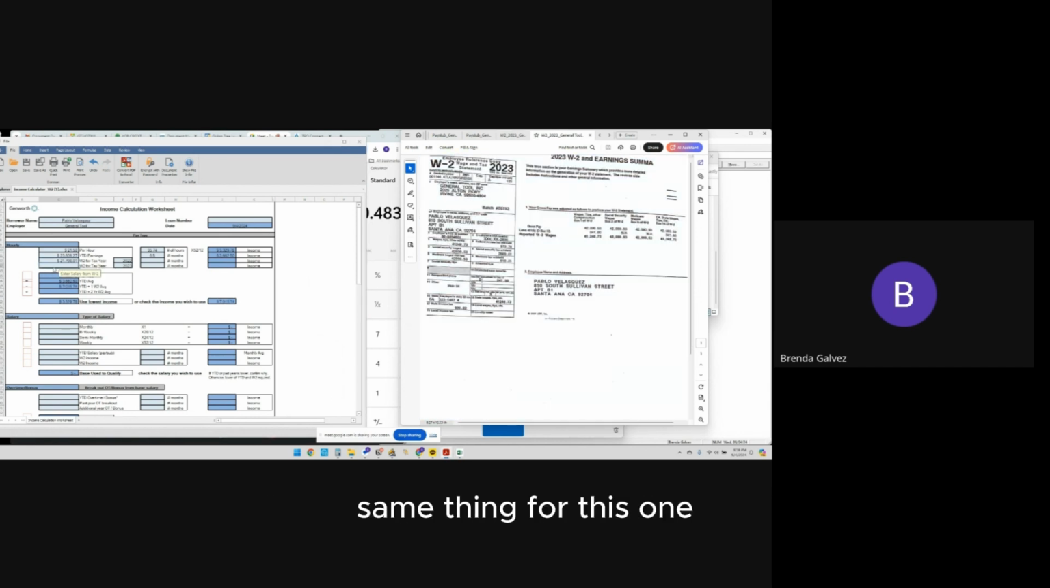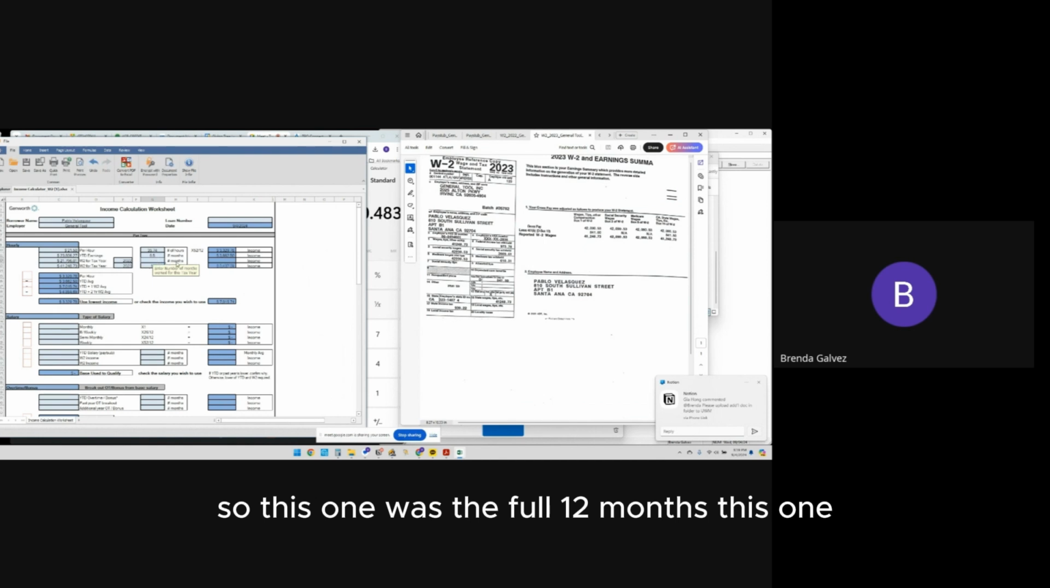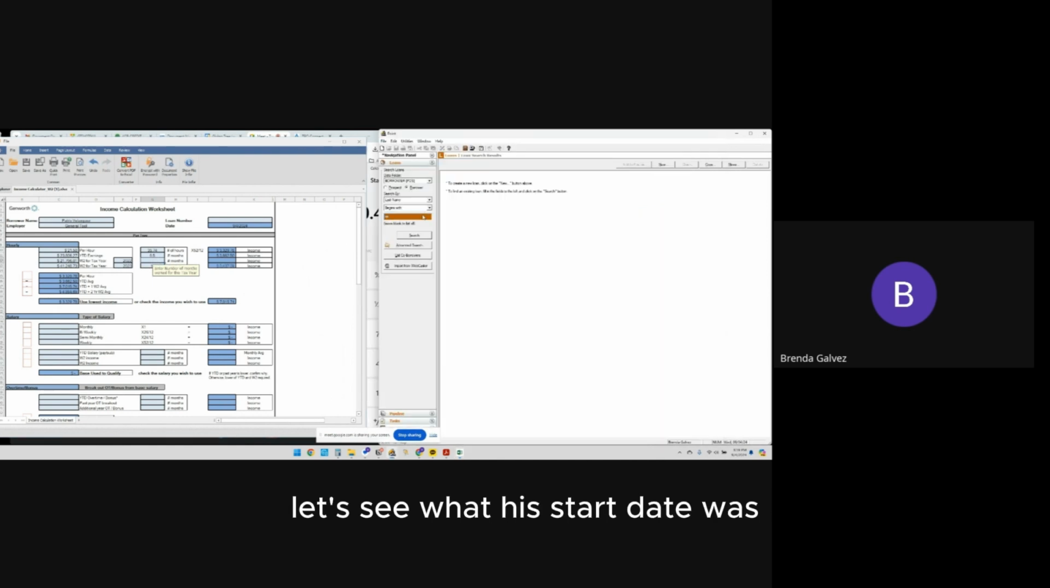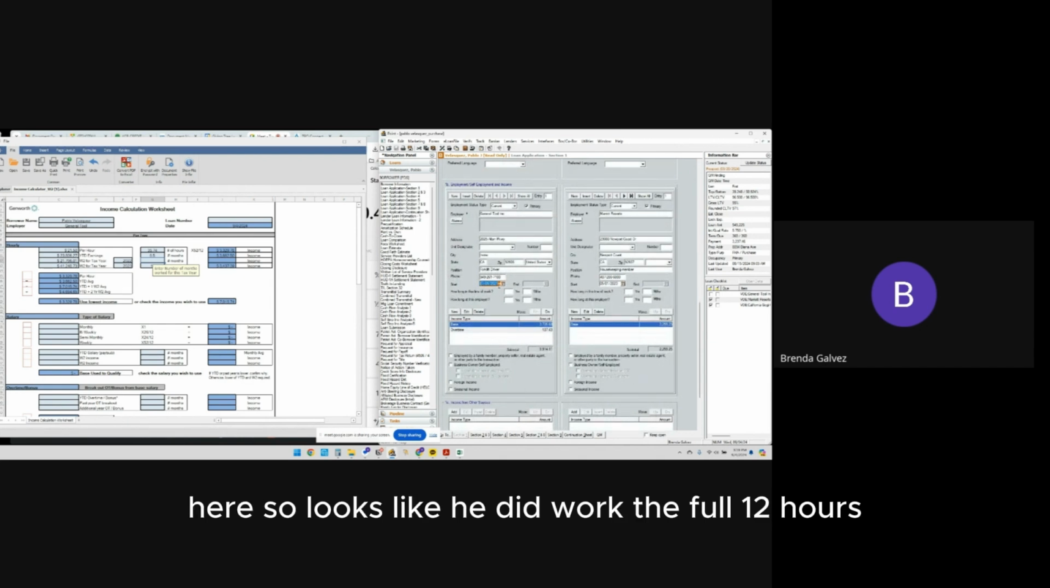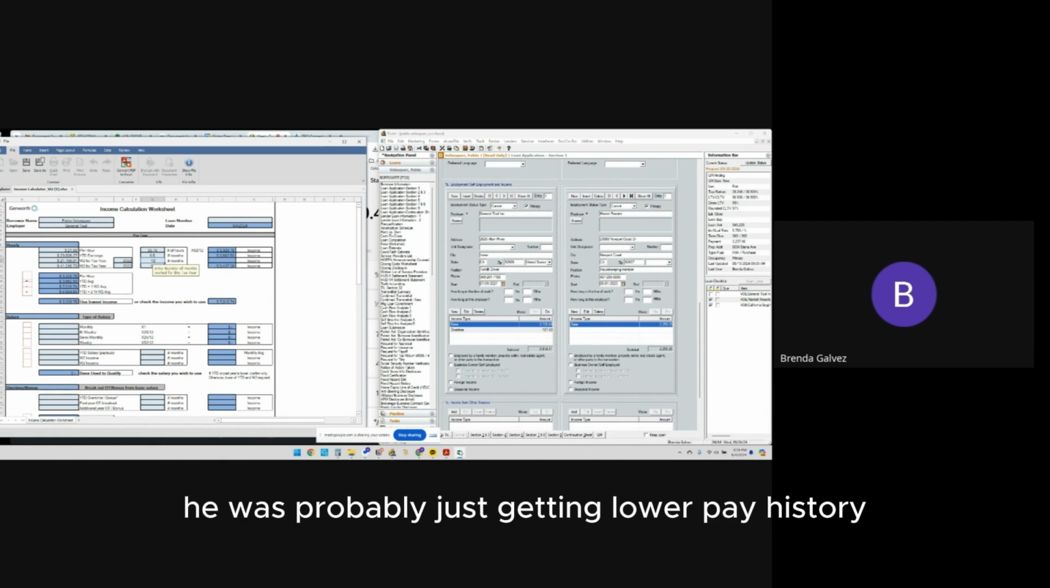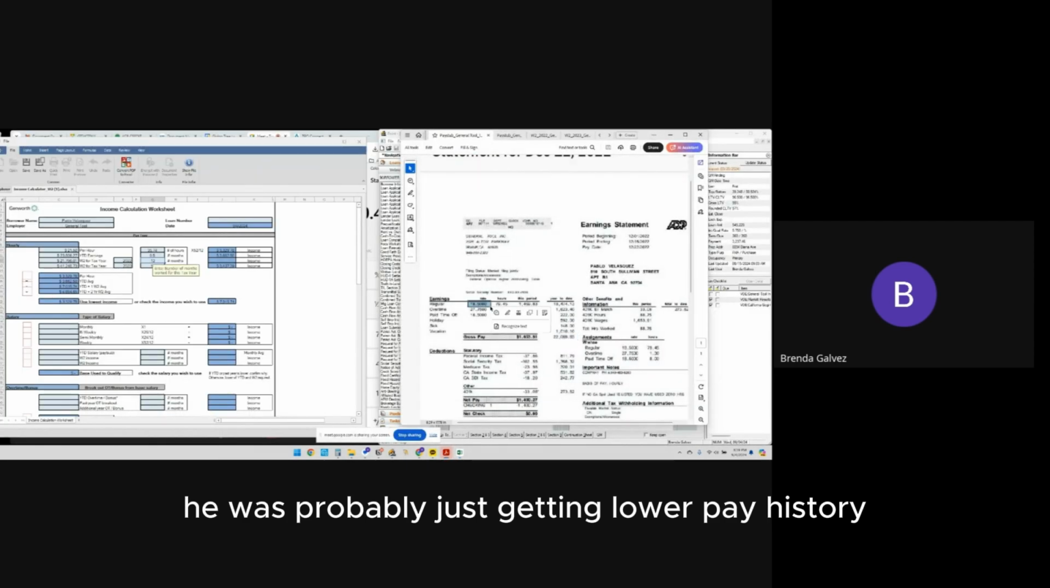Same thing for this one. So this one was the full 12 months. This one, let's see what his start date was. That's why it's important that we have this start date here. So it looks like he did work the full 12 months. He was probably just getting lower pay. His rate was a lot lower.